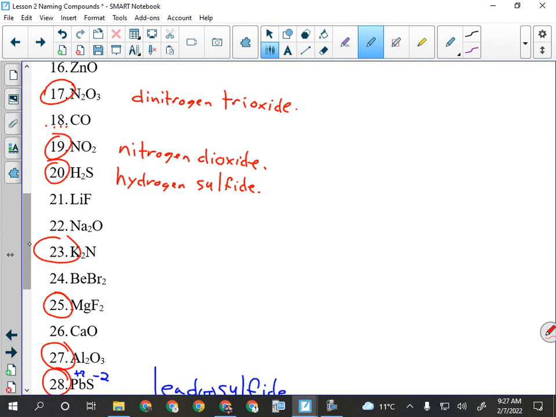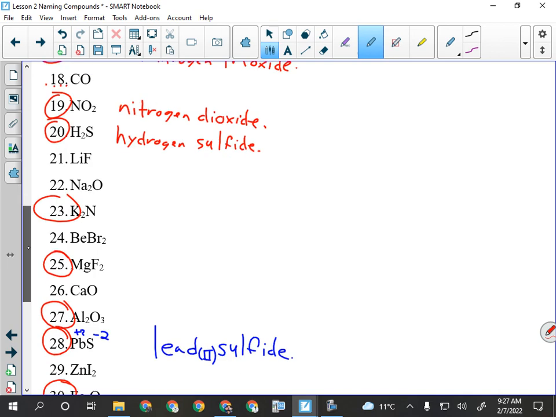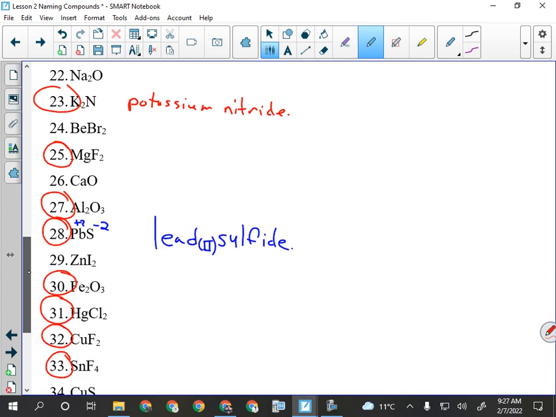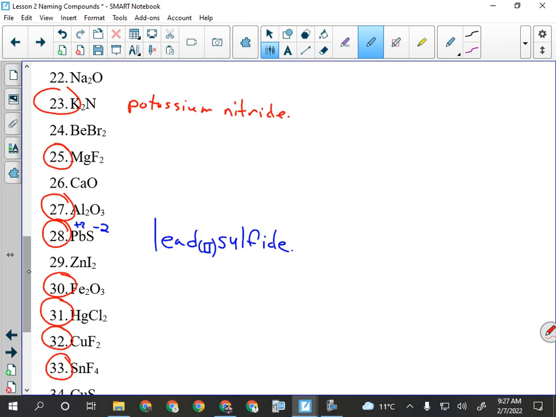And then for number, how many people are done to 23? Okay, so for number 23 here, okay, we've got an ionic compound because potassium is a metal, so this will be potassium nitride. Okay, no prefixes because it's ionic. Number 25, okay, also ionic, magnesium is a metal, so this will just be magnesium fluoride. No Roman numerals needed there.